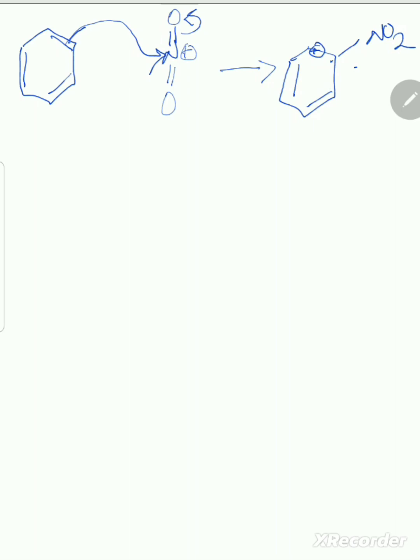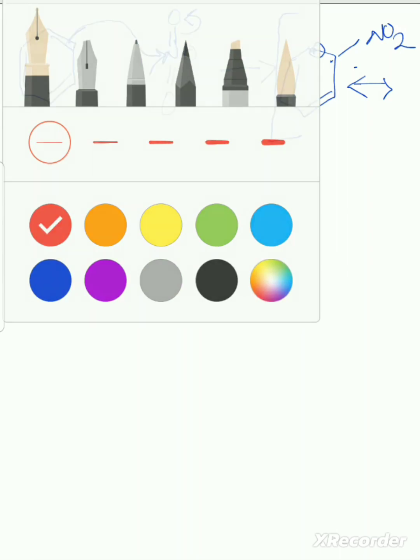This is not aromatic, it's a non-aromatic carbocation, which is also known as the arenium ion. So I can form the resonance form. So here it's better you form the resonance form. I can write like this. I'll write them down there. So how can I form the resonance form?